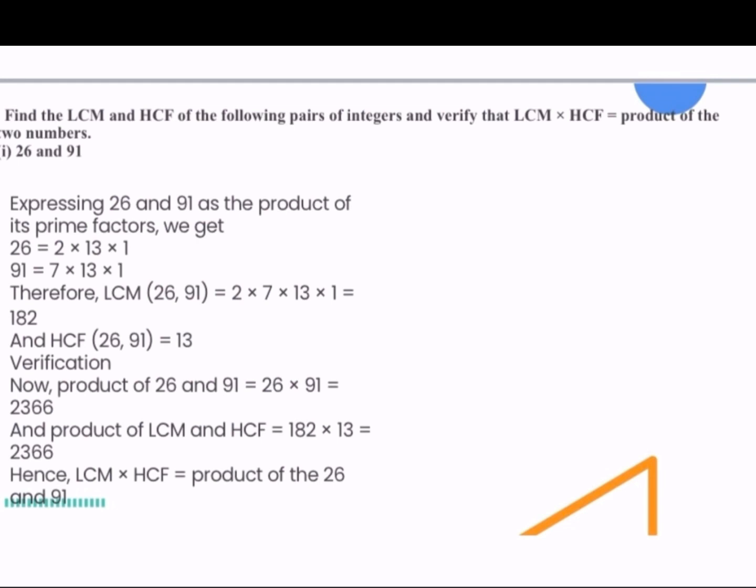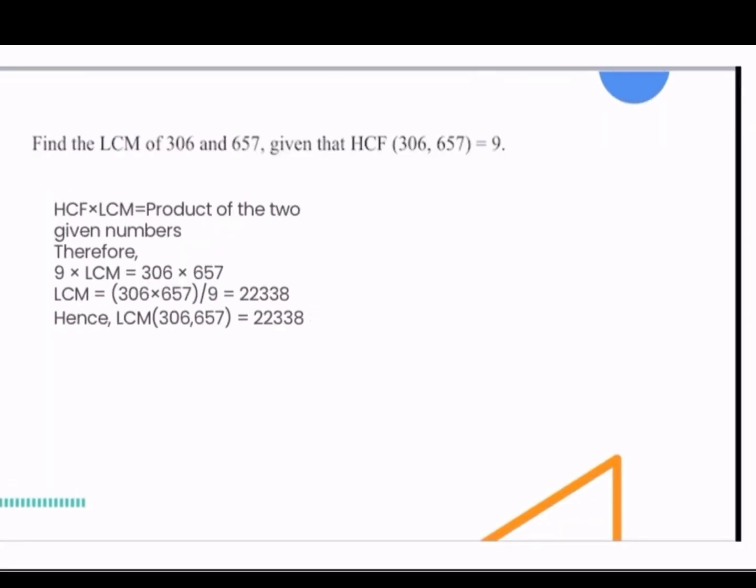So hence we can say that LCM into HCF is the product of 26 and 90. Let's do this question. It is the other way of doing. From the other question we have learned that LCM into HCF is equal to the product of the two numbers. Here they have given the HCF of 306 and 657, that is equal to 9, and we have to find the LCM.